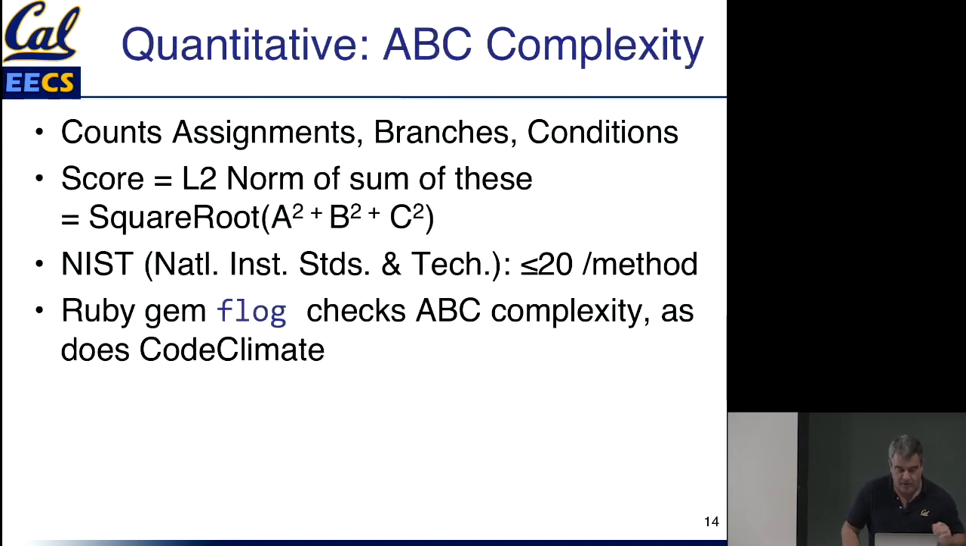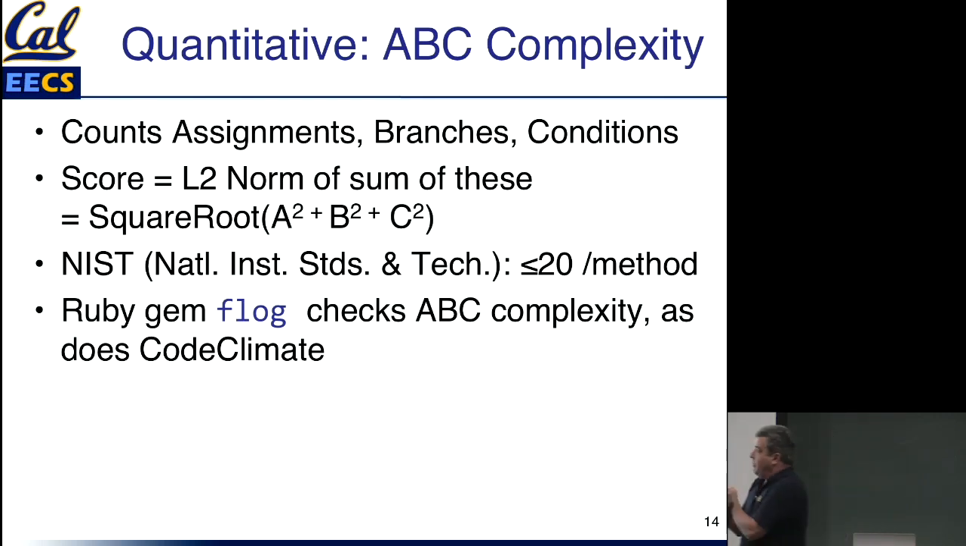Quantitatively, what can you measure? There's a couple of metrics that are actually really good proxies for whether methods are too complex or not. One of the ones that works really well for short functions is called ABC complexity, which stands for assignment branch condition. Literally, all it does is compute the L2 norm, which is the square root of the sum of squares, of the number of assignments, the number of branches, and the number of condition statements in a function.